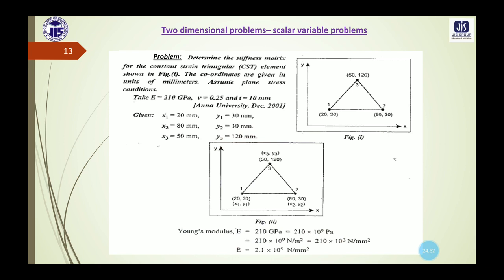Next, the value of Young's modulus is given in this numerical, which is 210 gigapascal. Giga means 10 to the power 9. So you can represent this as 210 into 10 to the power 9 Newton per meter square, which is the representation of Pascal. That means 210 into 10 cube Newton per millimeter square, which can also be written as 2.1 into 10 to the power 5 Newton per millimeter square. The unit conversion is done here from gigapascal to Newton per millimeter square.